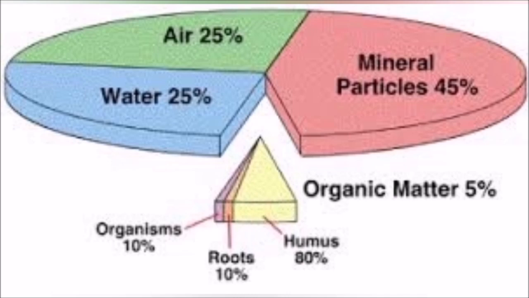Next, we can move on to soil composition. The basic components of soil are mineral, organic matter, water and air. It consists of about 45% mineral, 5% organic matter, 25% water and 25% air. It is only a generalized fact. The composition of soil varies from place to place and time to time. In this picture, we can see air is 25%, water is 25%, mineral particles are 45%, organic matter is 5%, humus is 80%, roots are 10%, organisms are 10%.